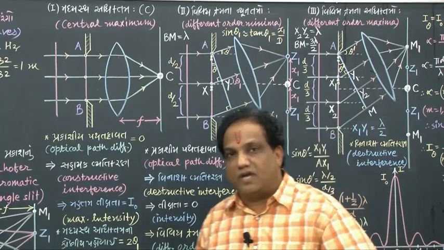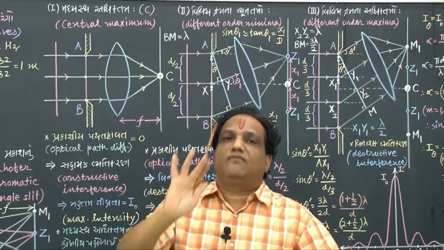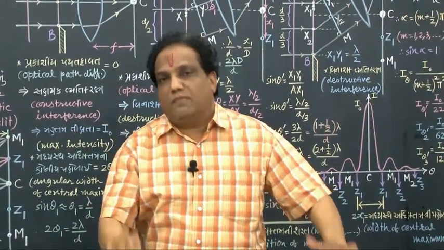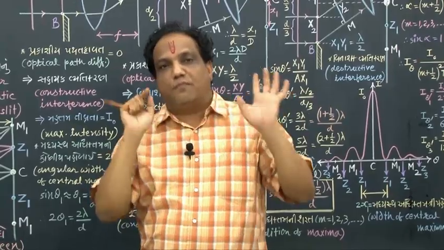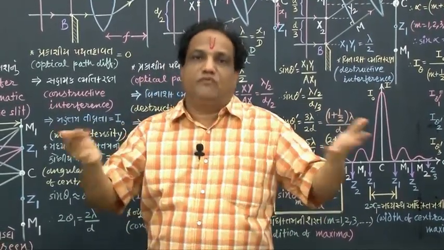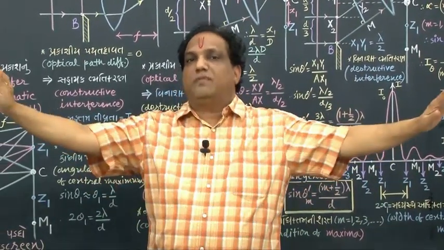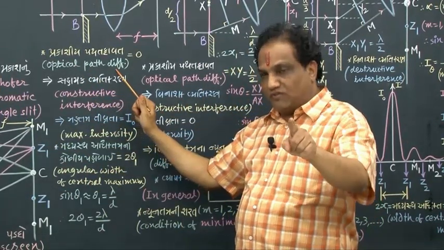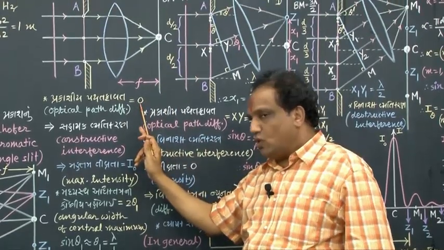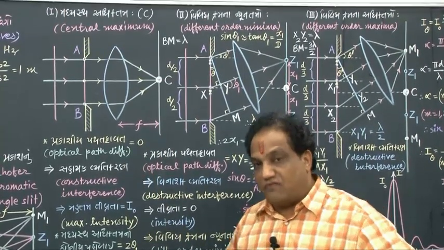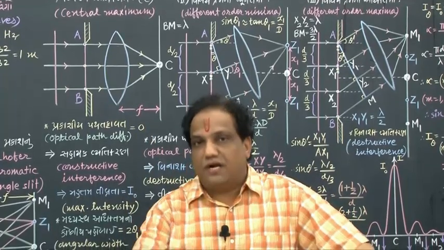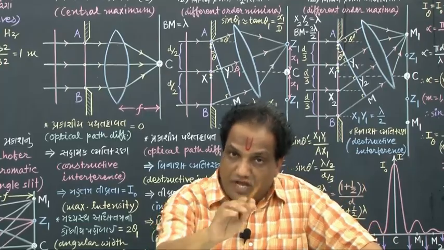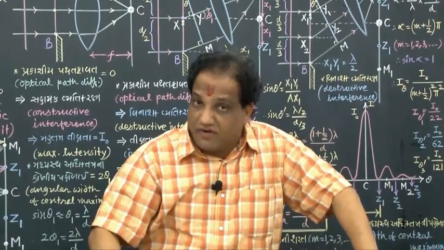If one light wave is coming earlier and the second light wave comes later, then we will say there is some optical path difference. But right now all the light waves are superposing at point C at the same moment, so we can say there is no optical path difference. Fine. So optical path difference between superposing waves at point C is 0. Tell me, what was the condition for constructive interference? Condition was that path difference must be equal to n lambda. Put n equal to 0, then you will get optical path difference 0.